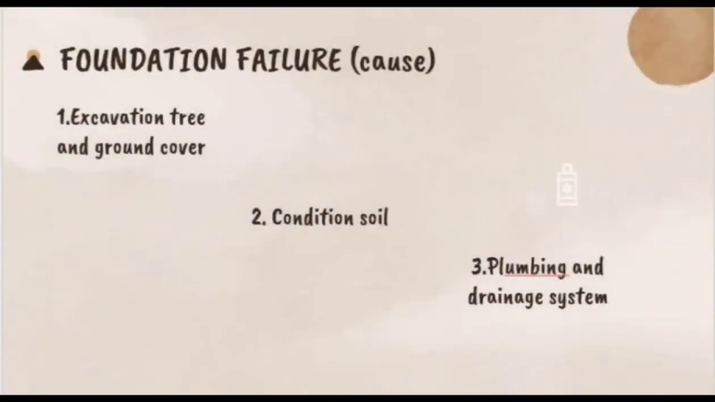I want to talk about the foundation failure. The foundation failure of the Highland Tower is caused by, number one, excavation of trees and the ground cover. Construction on the top of the Highland Tower behind the hill, people excavated all the trees and the ground, which caused the exposure of the soil to erosion, which is the main factor causing landslide.